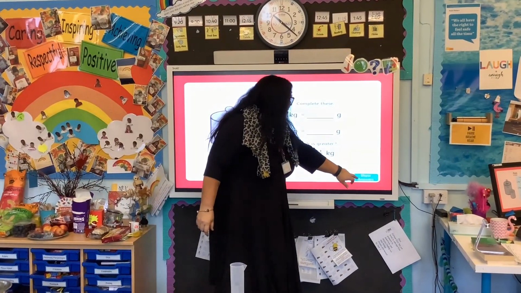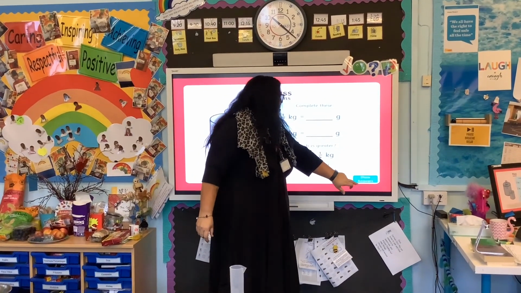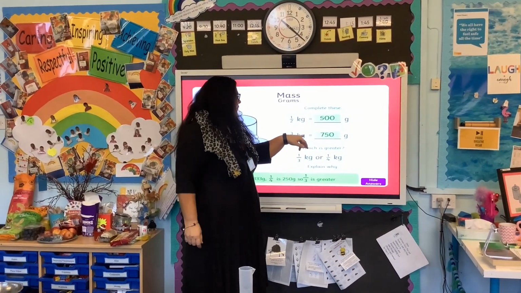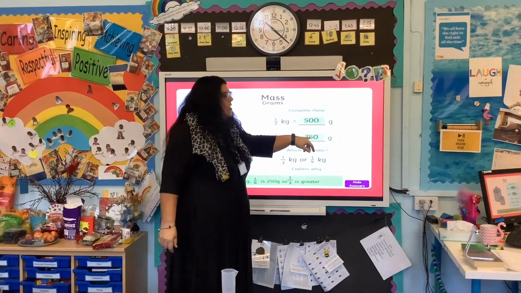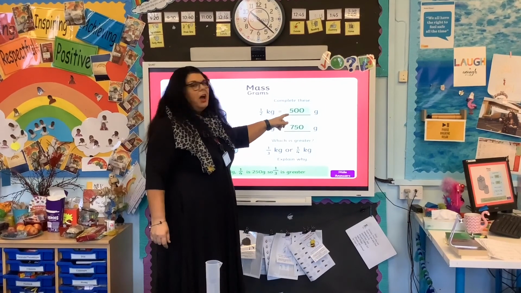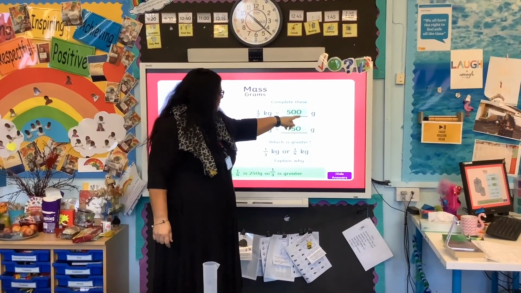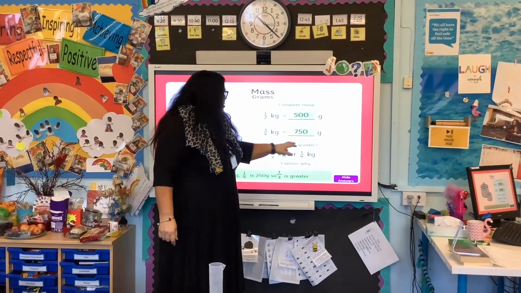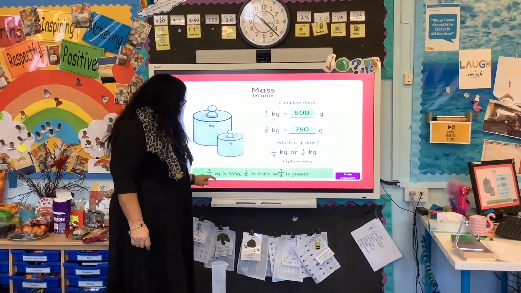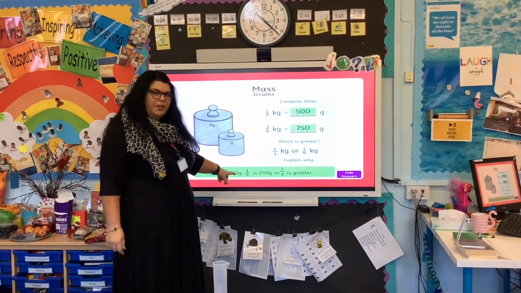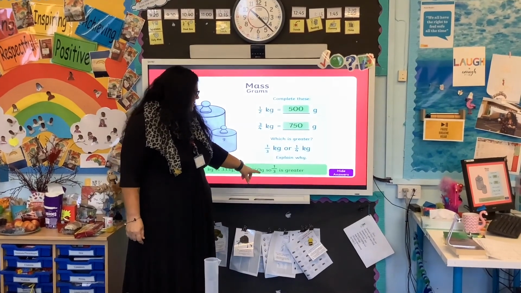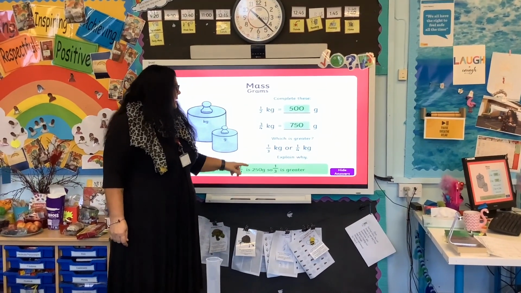The answer is going to be 500 grams. 3/4 of a kilogram is going to be 750 grams, because 1/4 will be half of a half, so that would be 250. Which is greater, 1/3 of a kilogram or 1/4 of a kilogram? Well, 1/3 of a kilogram would be 333 grams, and 1/4, we've said, would be 250. So 1/3 is greater.